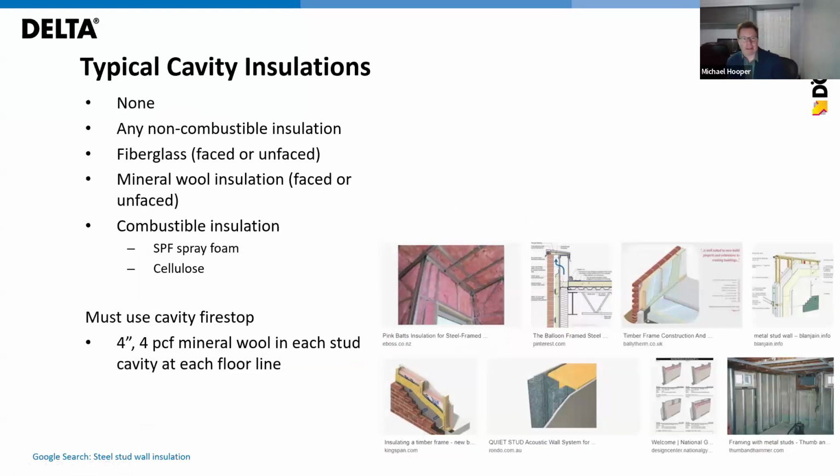So the typical cavity insulations can vary from none at all to non-combustible, your mineral fibers, fiberglass. You can have spray polyurethane foam, cellulose foam, denim. There's all sorts of materials available. A cavity fire stop must be used, and that would be 4 inches of mineral wool at 4 pounds per cubic foot in density at each of the floor lines, and this is to partition the air spaces to prevent the chimney effect.